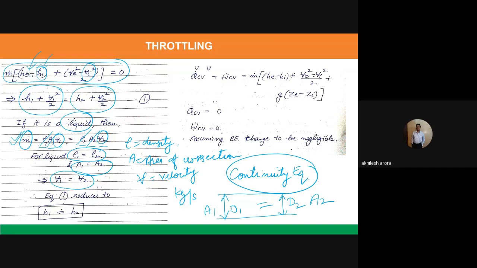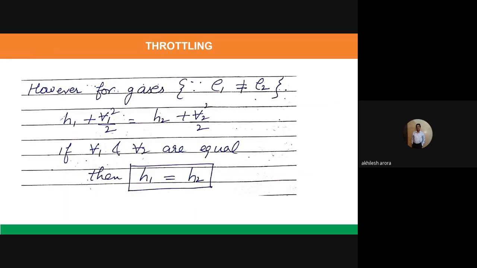So if you see this equation number 1 here, V1 square by 2 and V2 square by 2 will cancel out. And finally, we are left with H1 is equal to H2. So basically, in case of a throttling process, enthalpy actually does not change. Enthalpy remains constant in case of a throttling process. So throttling means it's a constant enthalpy process. And this is how we do the analysis for this particular case. Now let us proceed further.